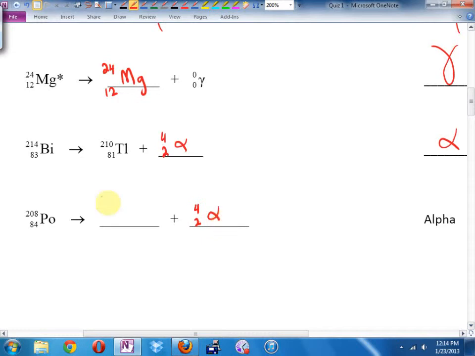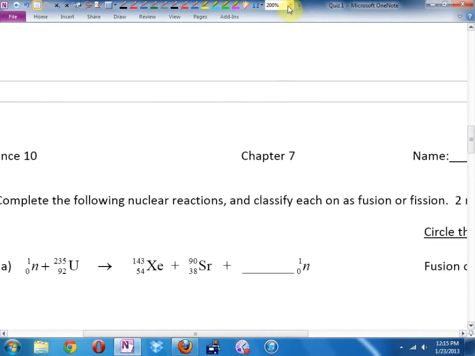And I guess that means it's going to be 204, yes? And 80 what? 82, which is element number lead, Pb. Okay, so that's that page. Turn the page.